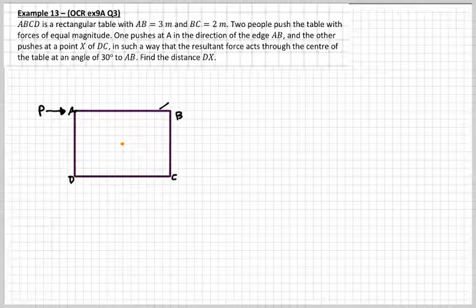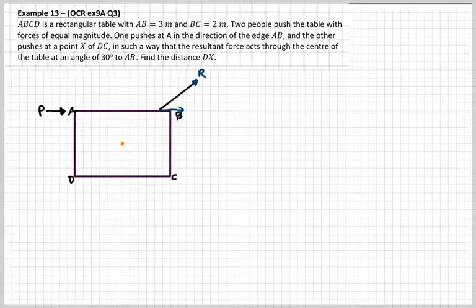I'm going to draw the resultant in now, since we know the resultant is acting at 30 degrees to the horizontal AB. So the resultant is going to go along this line somewhere, and we're going to say it's there. Okay, we can label this angle between the line AB and R 30 degrees.